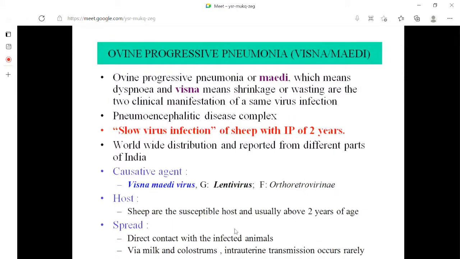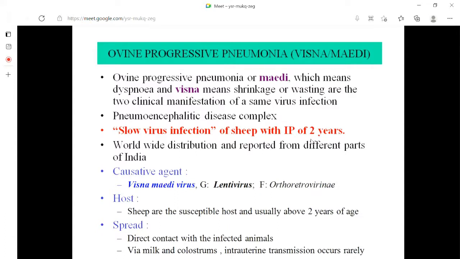Then the next is this ovine progressive pneumonia, VISNA and MEDI. Very shortly we'll discuss it. This has been detected in our country also. This is an example of slow virus infection. Please note it down, because you see that the incubation period is 2 years. 2 years time is needed to develop the clinical manifestations.